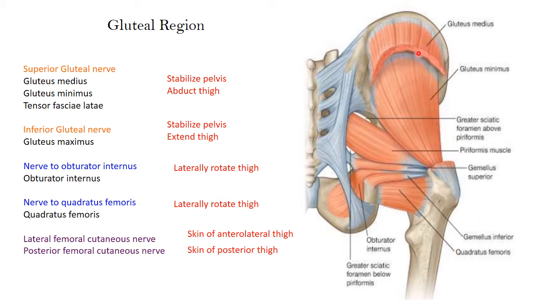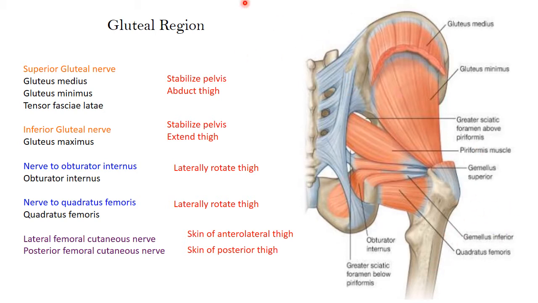Those are going to abduct the thigh, and you can see where they're inserting on the femur, the proximal head of the femur. If we were to tense those, we can convince ourselves that the femur would abduct with the tensor fascia lata, and stabilize the pelvis.